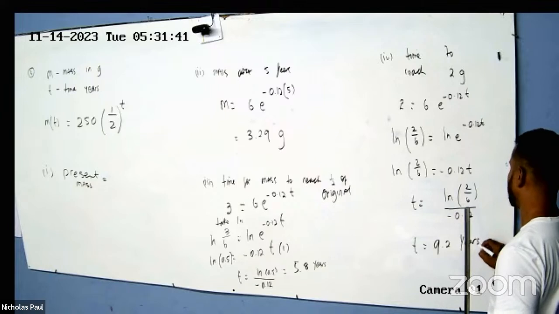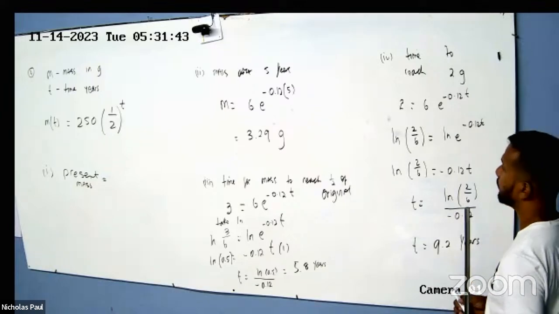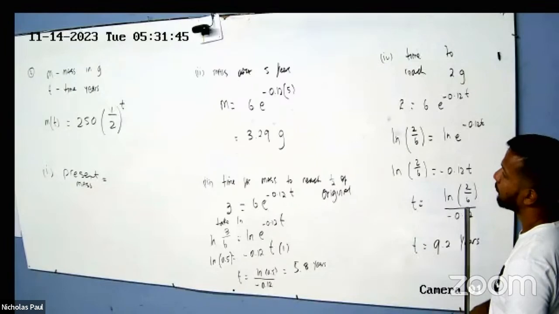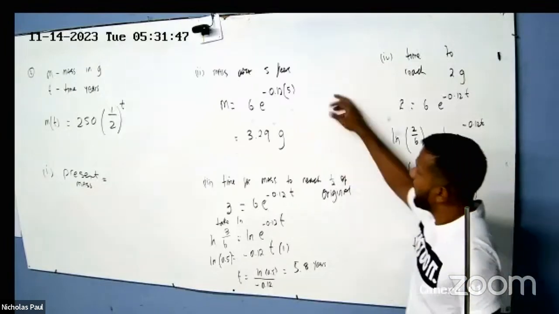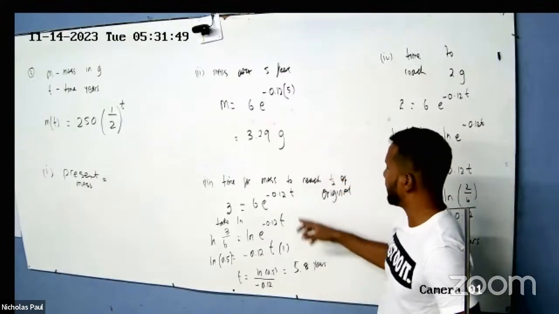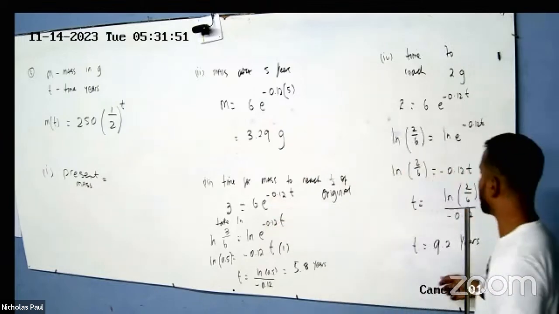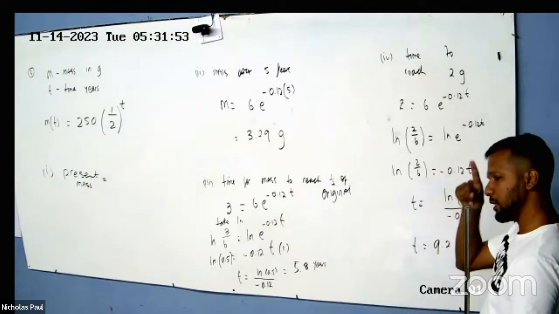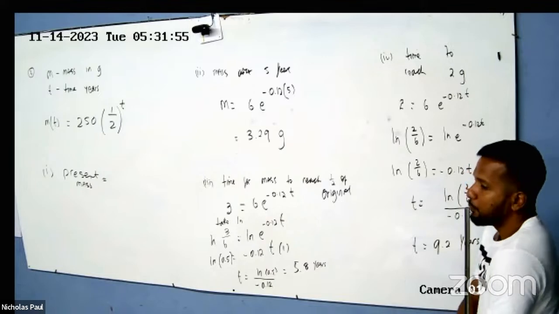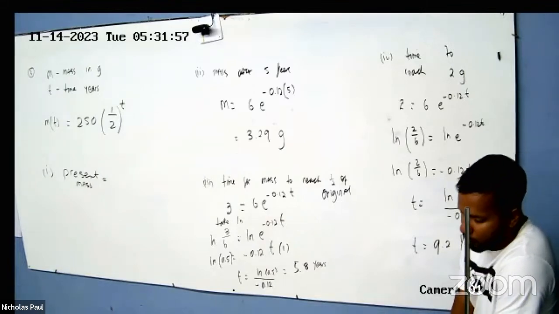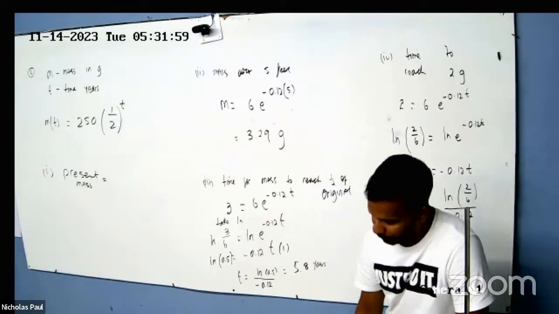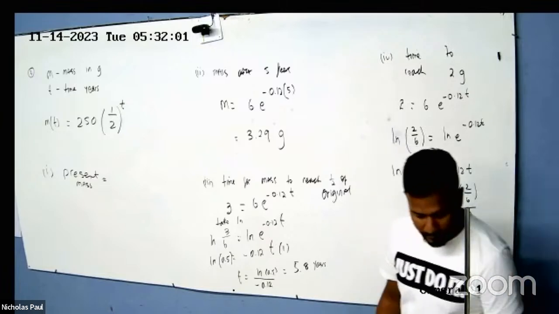It took 5 years to reach this, 5.8 years to reach here, 9.2 years to reach here. It's exponential, so it's not a straight line. Nice. Let's go again.